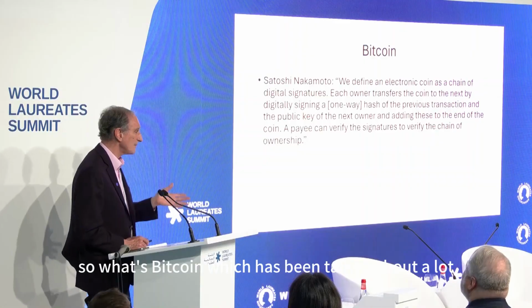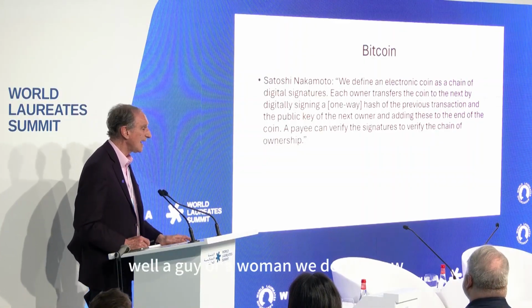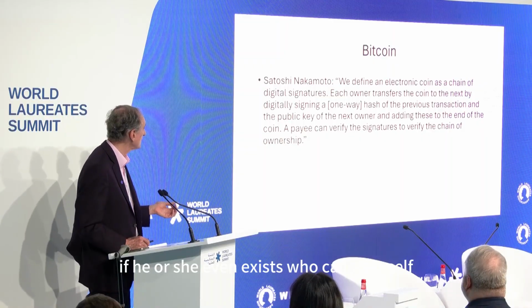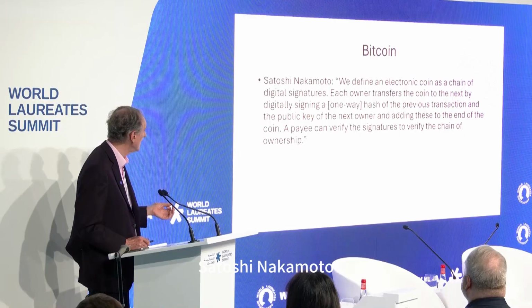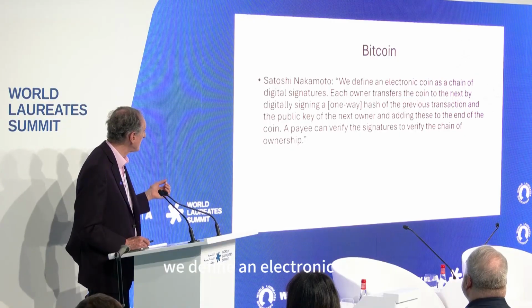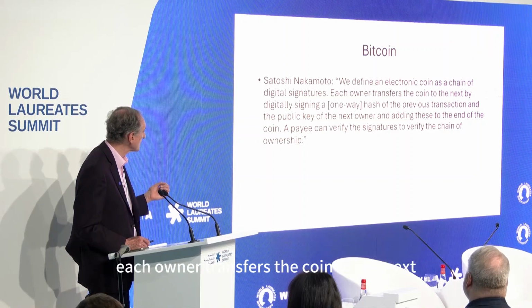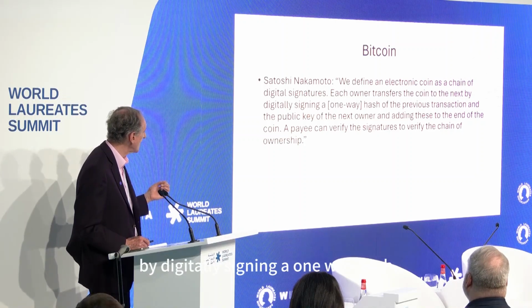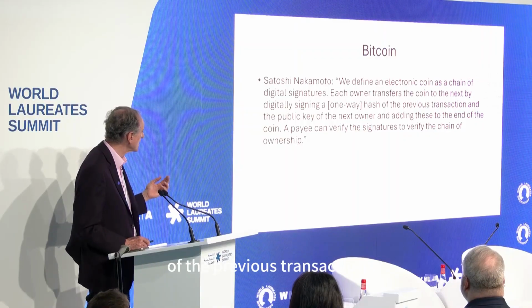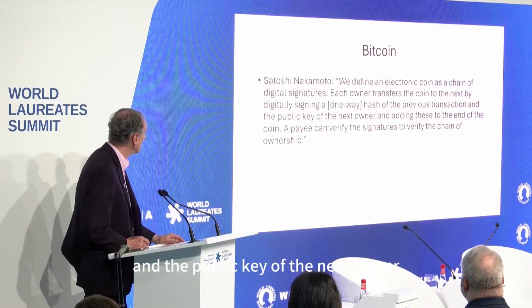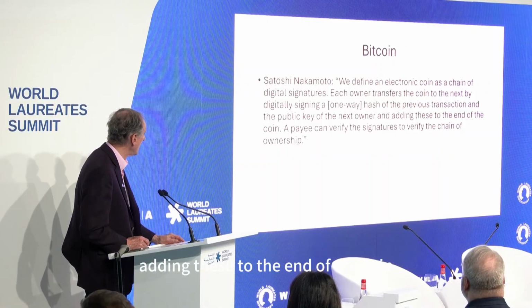So what's Bitcoin, which has been talked about a lot? Well, a guy or a woman, we don't know if he or she even exists, who calls himself Satoshi Nakamoto, wrote in a paper, "We define an electronic coin as a chain of digital signatures. Each owner transfers the coin to the next by digitally signing a one-way hash of the previous transaction," and that's the chaining, the blockchaining idea, "and the public key of the next owner, adding these to the end of the coin. A payee can verify the signatures to verify the chain of ownership."